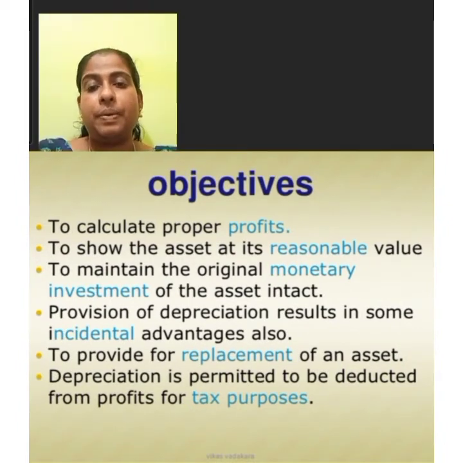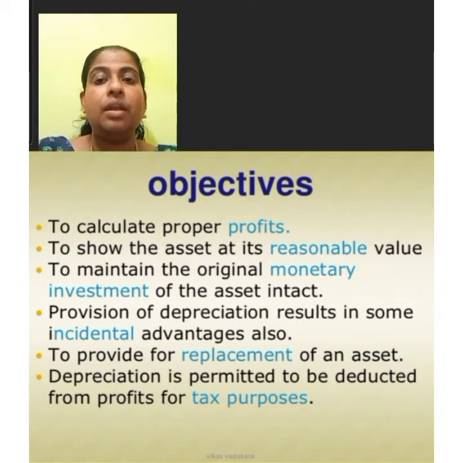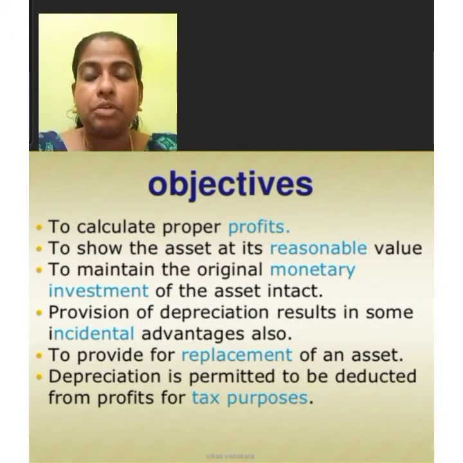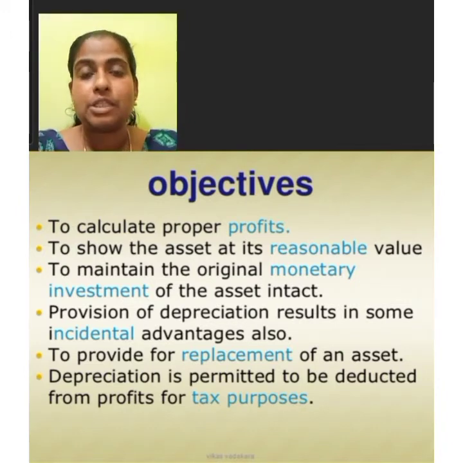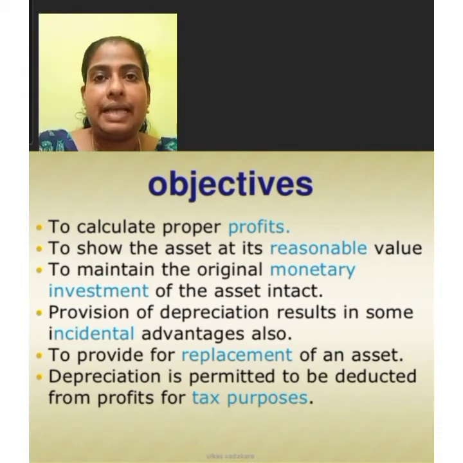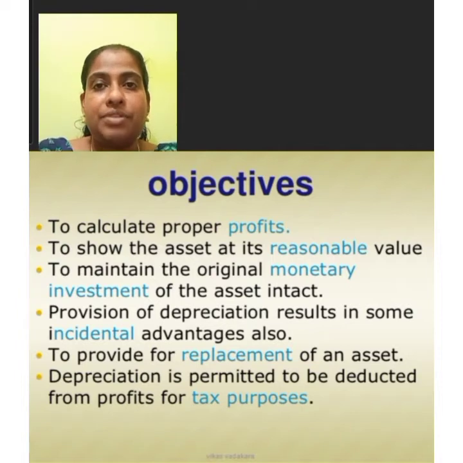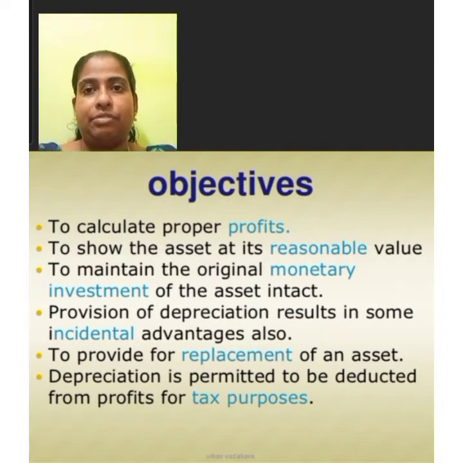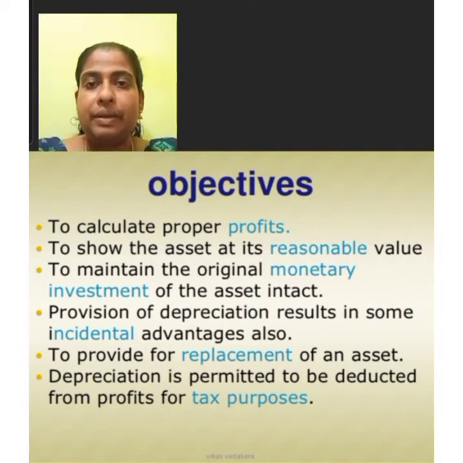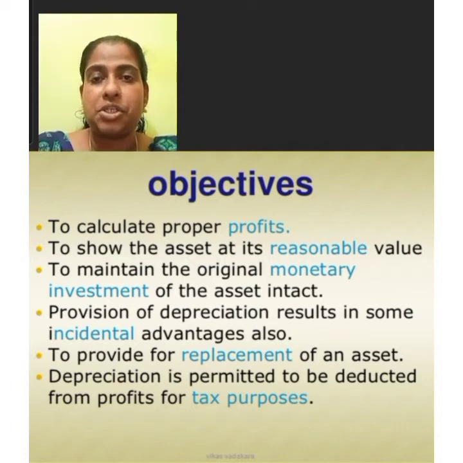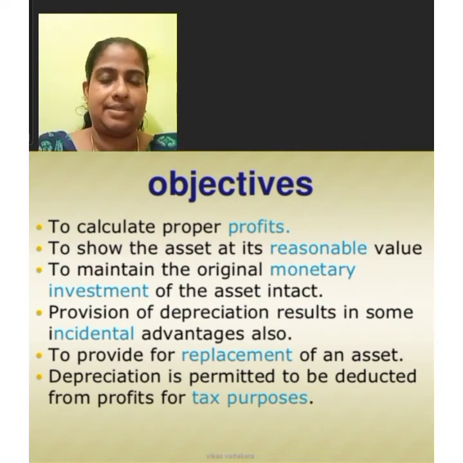Third objective of charging depreciation is to provide funds for replacement of the assets. The assets acquired and used in the business will become useless after the expiry of their estimated life. The replacement will require funds. Proper methods of depreciation will make the funds available for the purchase of fresh assets.